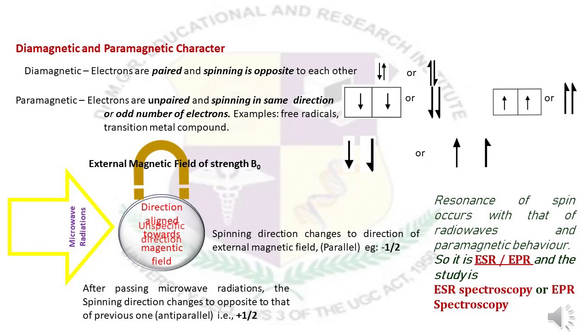So what happens here is, because the spin changes after passing microwave radiations, a resonance occurs. The resonance of spin occurs with that of radio waves and paramagnetic behavior. That is what we call ESR or EPR, and the study is ESR spectroscopy, or EPR spectroscopy, or EMR spectroscopy. So we are dealing with the spin of the electrons, the paramagnetic property, and the resonance of it with respect to microwave radiations.